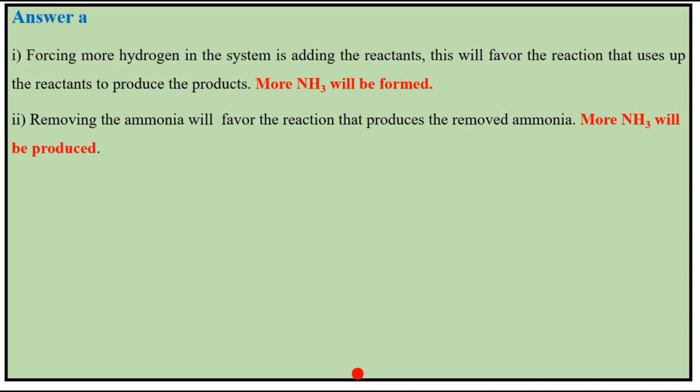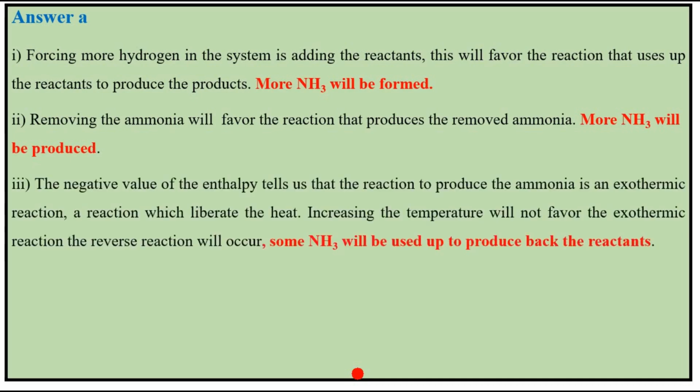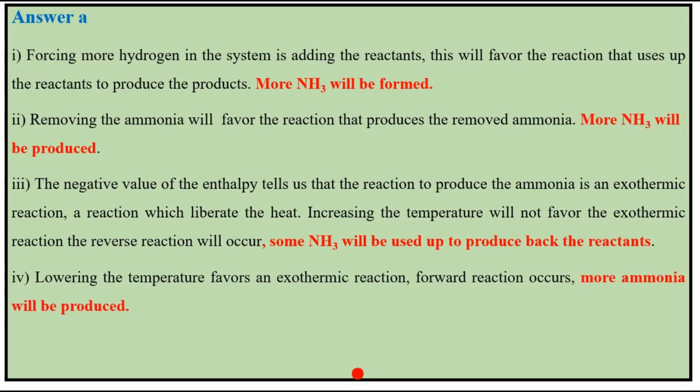Then for the third, the negative value of the enthalpy tells us the reaction to produce ammonia is exothermic. If you have negative heat evolved, that means you have an exothermic reaction which liberates energy, and that reaction does not like the energy you are adding, because it is stable when it is liberating energy. So increasing the temperature will not favor the exothermic reaction, and there will be a reverse reaction. Some ammonia will be used up to produce back the reactants. Exothermic reactions are not favored when you increase the temperature. When you lower the temperature for an exothermic reaction, we favor the reaction. So lowering the temperature will favor the exothermic reaction, and more ammonia will be produced.